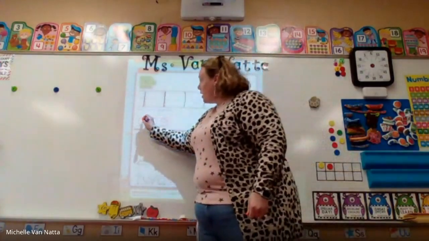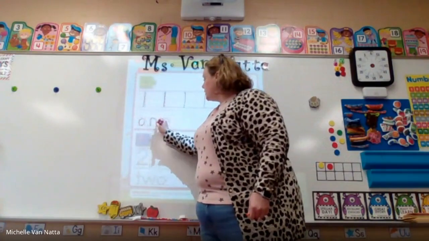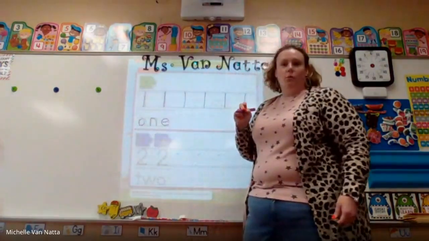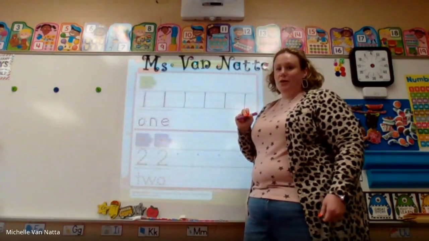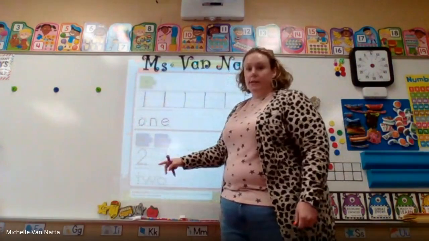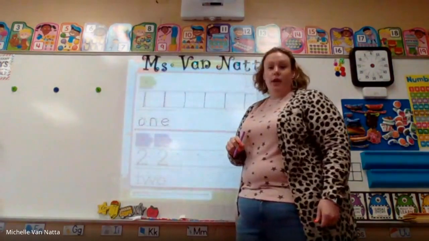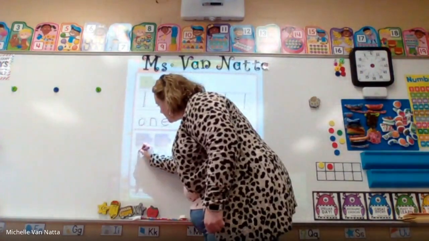So we go O-N-E. That spells 1. All right, let's go to our next one. How many counters do we have here? Well, let's count. 1, 2. 2 counters. So let's trace our 2.